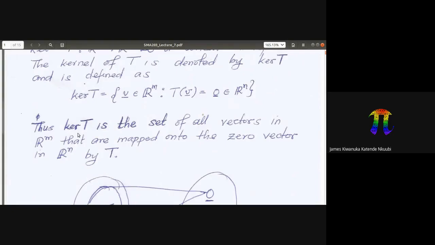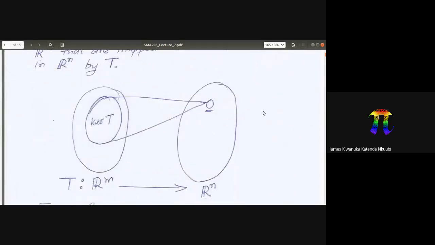So in words, you can say that the kernel is simply all vectors in Rm that are mapped onto the zero vector in Rn by the map. This diagram tries to illustrate that. So the kernel of T should be in Rm. The map takes vectors from Rm to Rn. So all those vectors in Rm which will be sent to the zero vector in Rn by the map, we call the kernel of the map. So the kernel sits inside the domain.